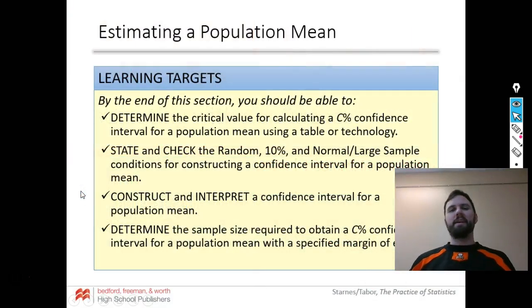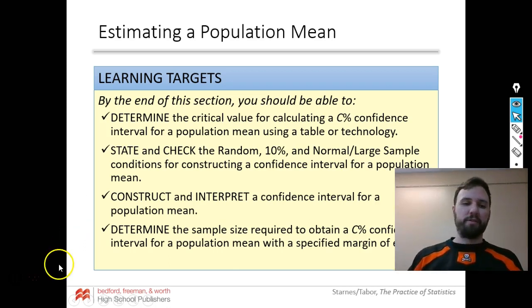Alright, so our learning targets today, we're going to look at finding the confidence interval. We're going to state and check. We're going to construct. It's all the same stuff we did before, guys. Exactly the same. Just different formulas, okay?